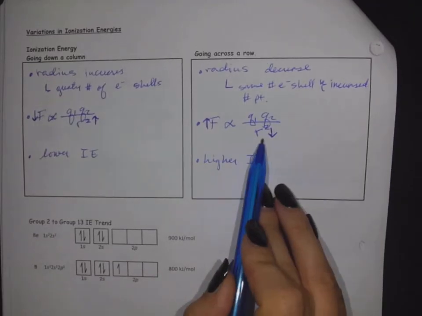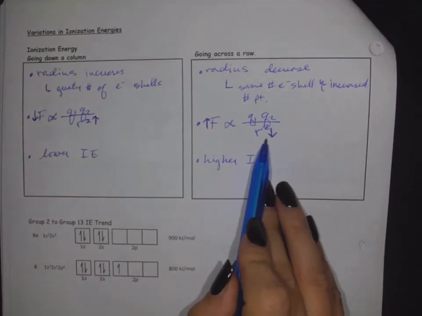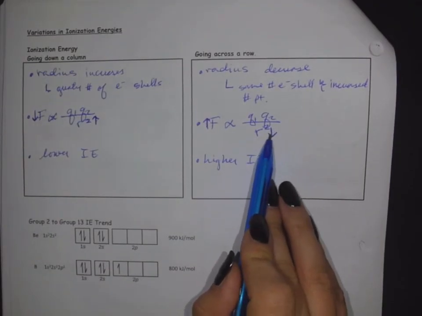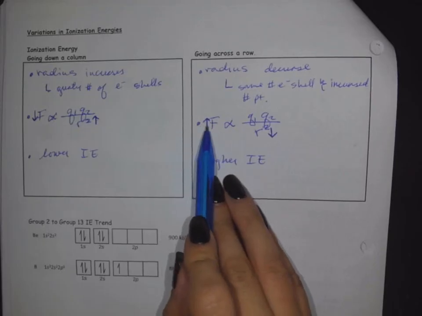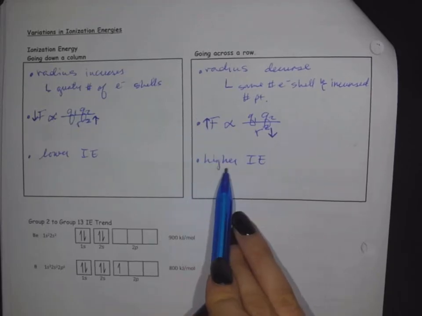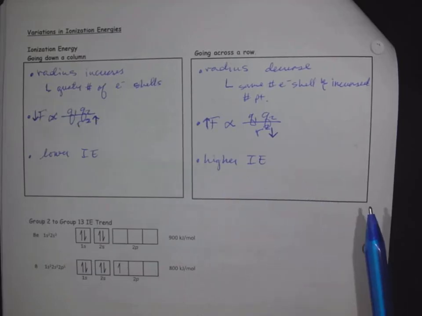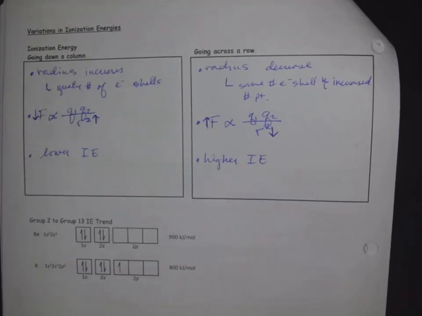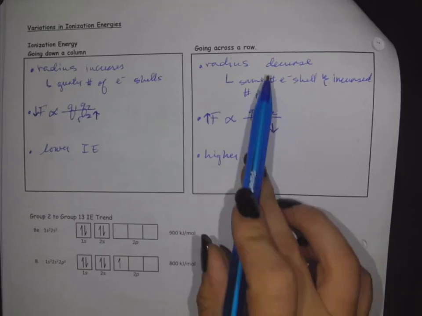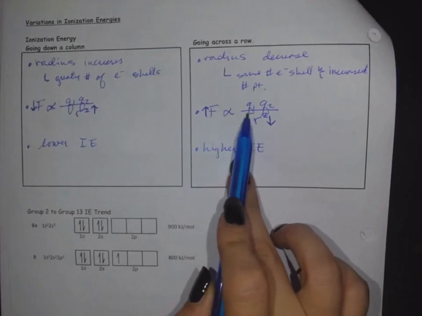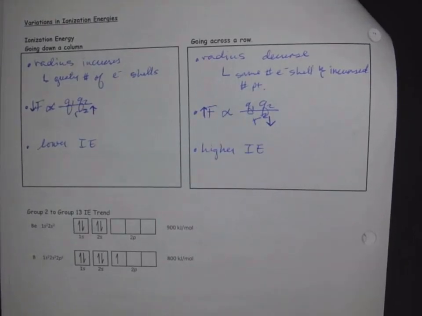According to Coulomb's law, when the distance between the valence electrons and the nucleus decreases, the attraction increases, which would require higher energy to remove those electrons. Thus, we'd see a higher ionization energy. Okay, that's what they're wanting instead of just saying the trend. You can't just say going from left to right that the ionization energy increases. You need to explain why, according to atomic structure and Coulomb's law. Okay, great.